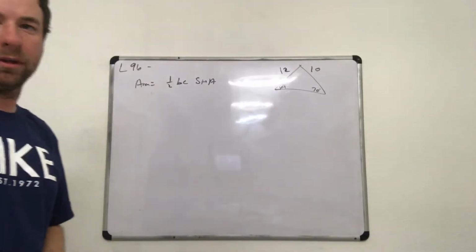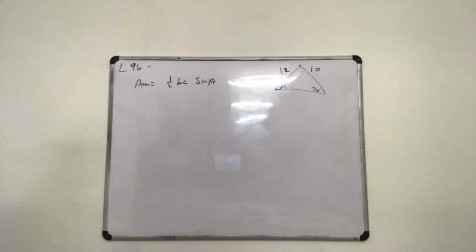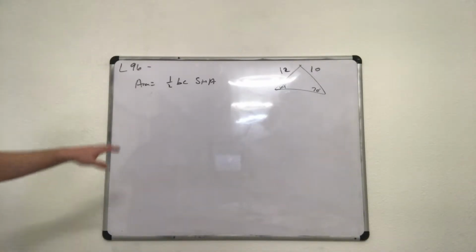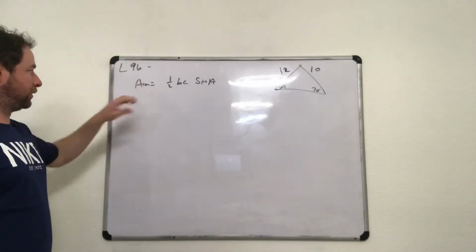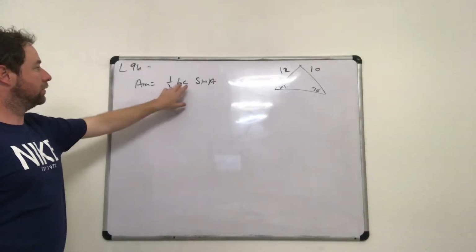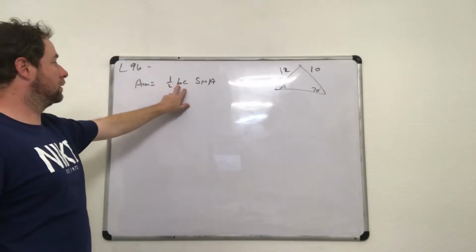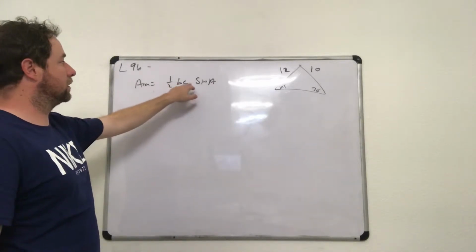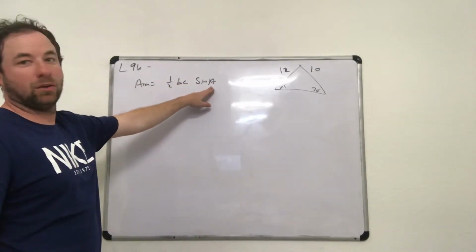In this session, we're going to look at lessons 96, 97, and 98. In lesson 96, we're going to look at the area of a triangle. This is a new way to solve for the area of a triangle. Area of a triangle equals half times two sides times the sine of the angle in between them.